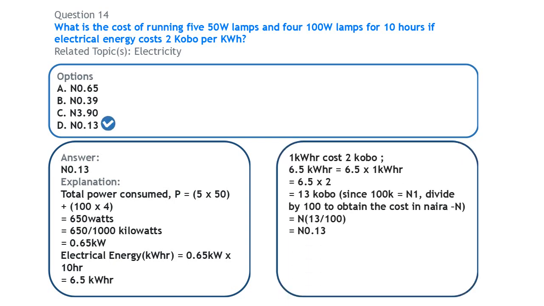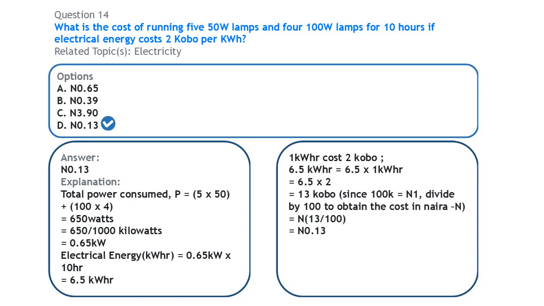Now 1 kilowatt hour is equal to 2 kobo. 6.5 kilowatt hour would mean 6.5 times 1 kilowatt hour. Now 1 kilowatt hour here, we said it is 2 kobo. From the question, they said 2 kobo per kilowatt hour, meaning it's charged at 2 kobo. So what do we do? This 1 kilowatt hour is 2 kobo. So 6.5 kilowatt hour becomes 6.5 times 2, and this will be equal to 13 kobo.